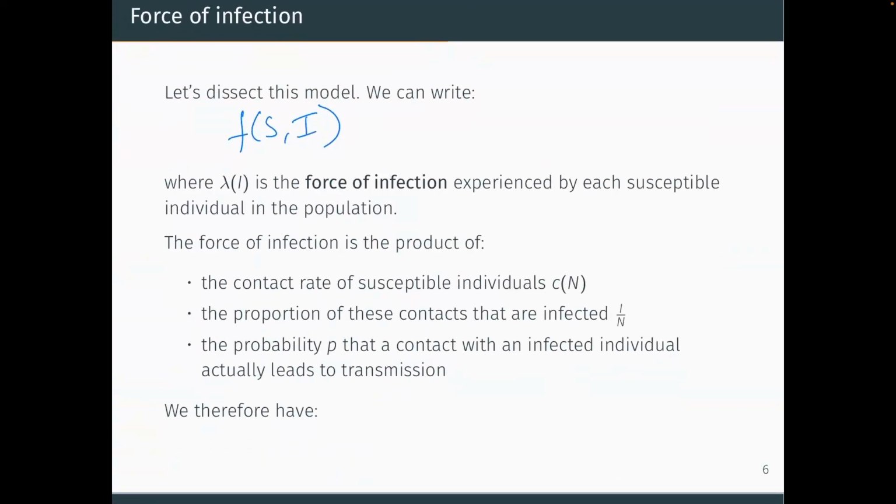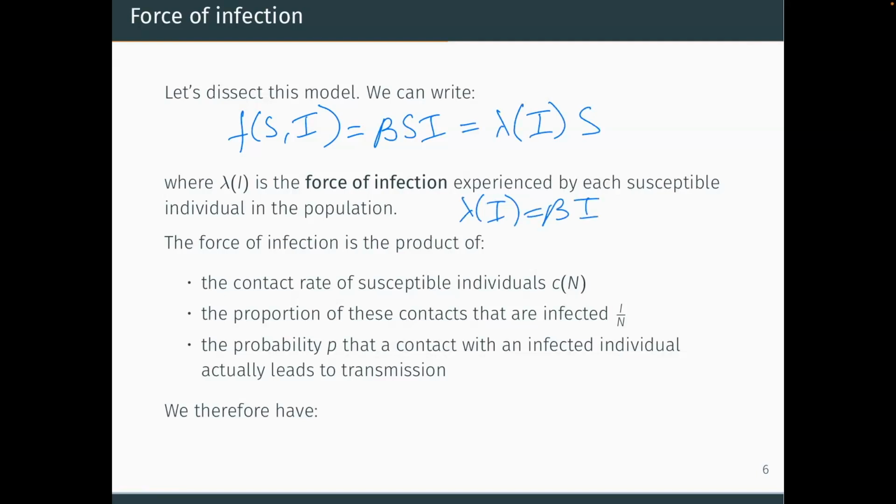So the rate of new infections being produced in this model is beta SI. Beta is our transmission rate, S is our density of susceptibles, I is our density of infected and infectious individuals. We could just write this as a function lambda of I times S. So lambda of I is equal to beta I. And this lambda is known as our force of infection.